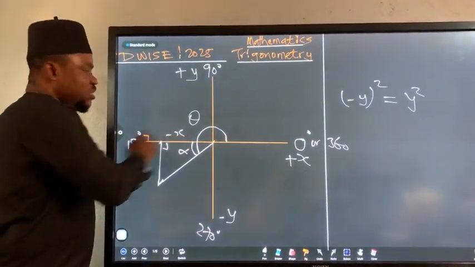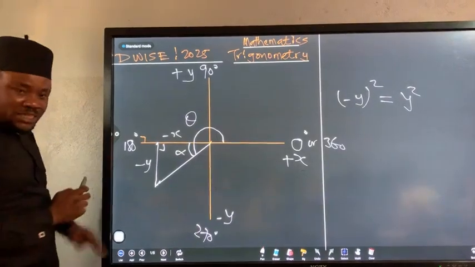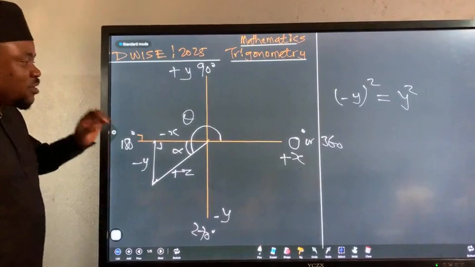X is still negative, right? Yes. Y is also negative now, because Y is down now, right? Yeah. Z is always positive. Are we together? Now look at this.